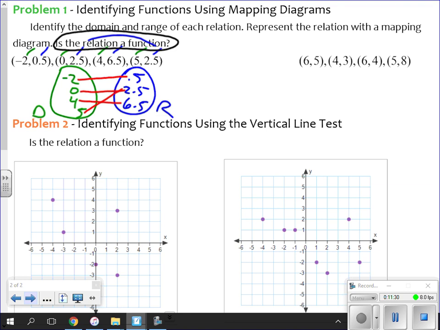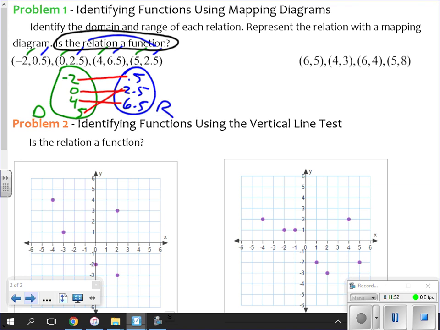Each x has its own y, has one y. That y may be shared. All the x's may have the same y, that's okay. But one x cannot have two y's. One x, one y. I can have 3 x's or 4 x's have one y. I cannot have one x have two y's.